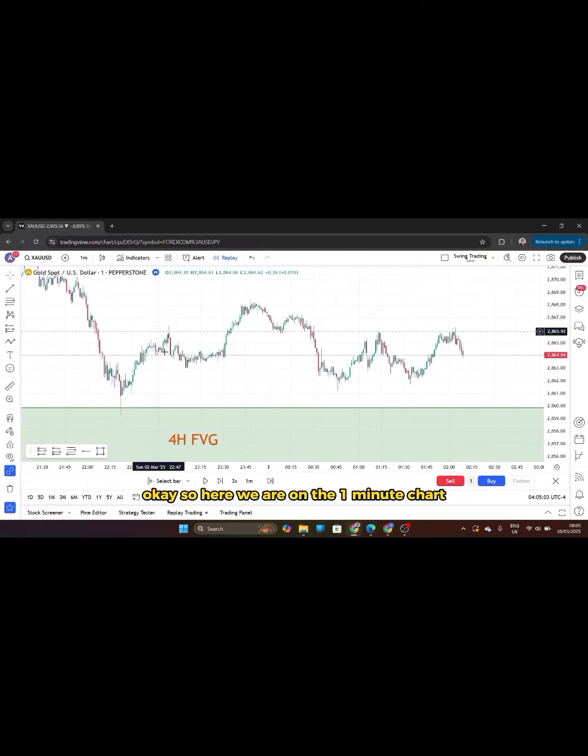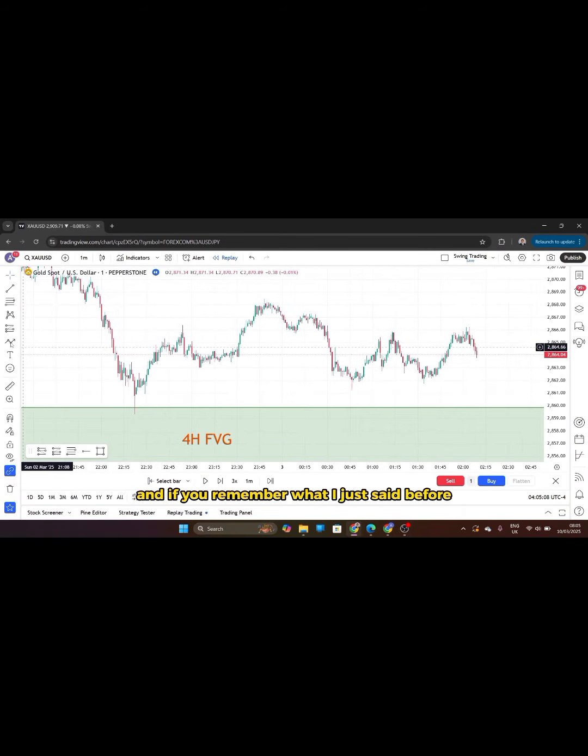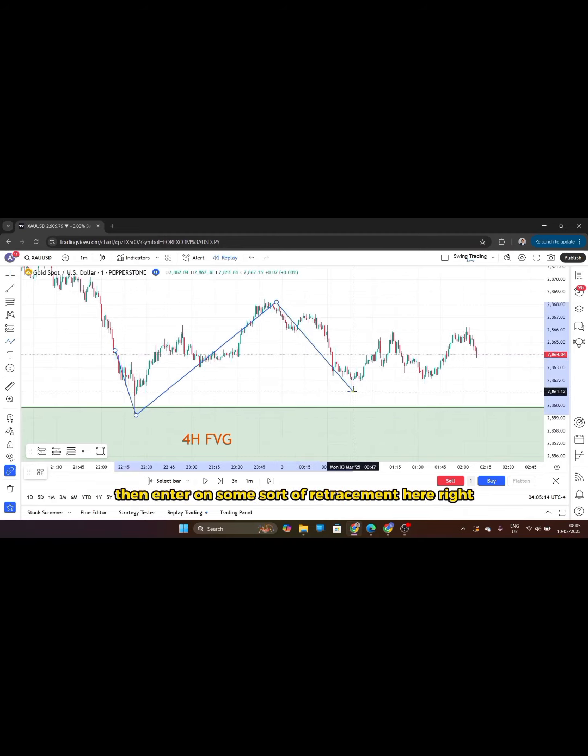Realistic trading, right? Here we are on the 1 minute chart, and if you remember, this is the 4-hour fair value gap. And if you remember what I just said before, what we wanted to see is price hit the 4-hour fair value gap, quickly move off, and then enter on some sort of retracement here, ideally on a fair value gap, and then we want to ride price up. That is the logic of this trade.